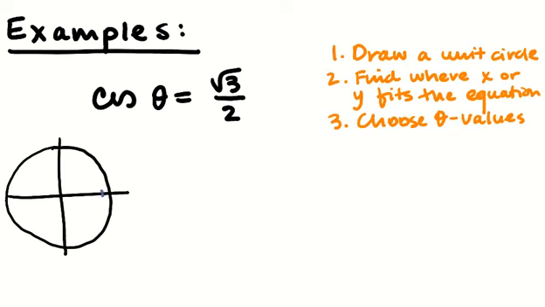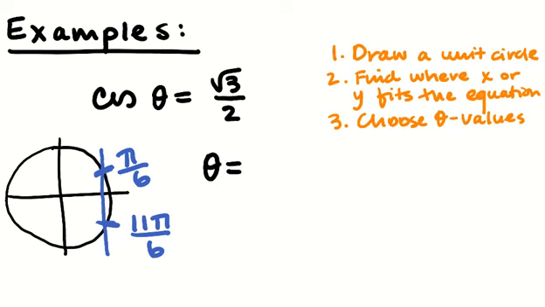So you go really close to 1, and these are the places where the x coordinate is root 3 over 2. You see we hit early on, and that's going to be pi over 6. And then we also hit almost all the way to 2 pi. That's 11 pi over 6, but we learned last time we could also call this negative pi over 6. Those are the theta values. So that means that theta equals pi over 6 or 11 pi over 6.